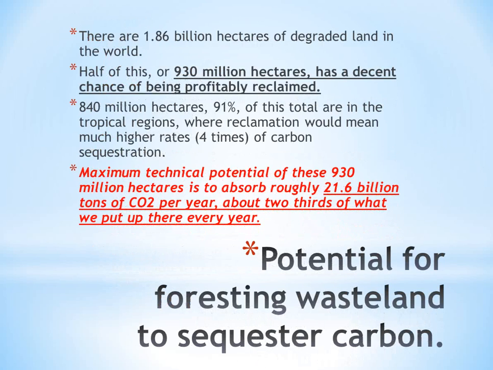Potential for foresting wasteland to sequester carbon. There are 1.86 billion hectares of degraded land in the world. Half of this, or 930 million hectares, has a decent chance of being profitably reclaimed. 840 million hectares, 91% of this total, are in the tropical regions, where reclamation would mean much higher rates, 4 times, of carbon sequestration. The maximum technical potential of these 930 million hectares is to absorb roughly 21.6 billion tons of CO2 per year, about 2/3 of what we put up there every year.